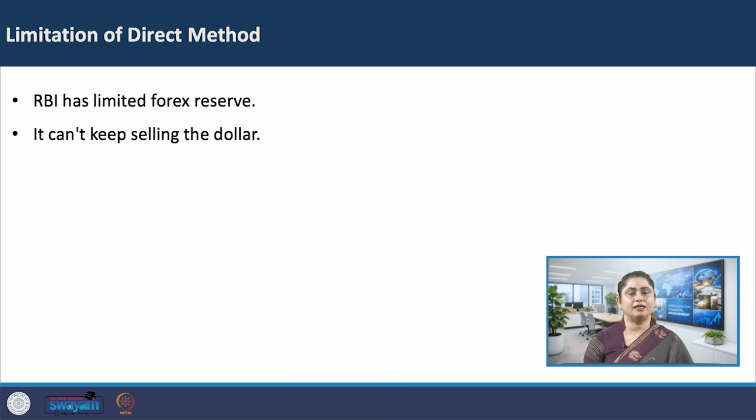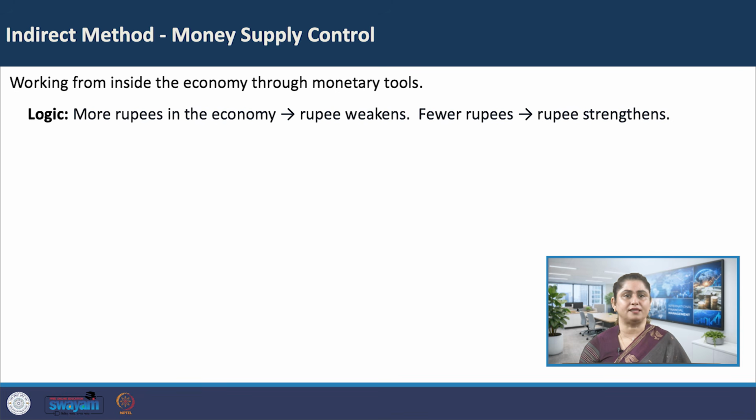This is why the indirect method is equally important. In the indirect method, we control the money supply. This method works from the inside by controlling how much money is circulating in the Indian economy. The RBI does not go into the forex market directly here. Instead, it uses its monetary tools to expand or contract the money supply, which then influences the exchange rate indirectly.